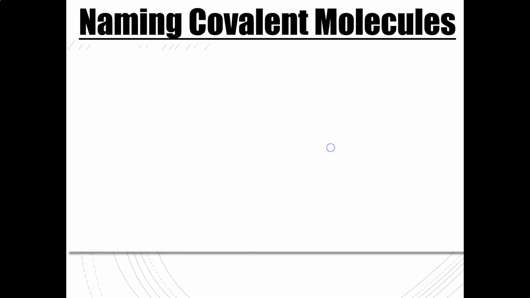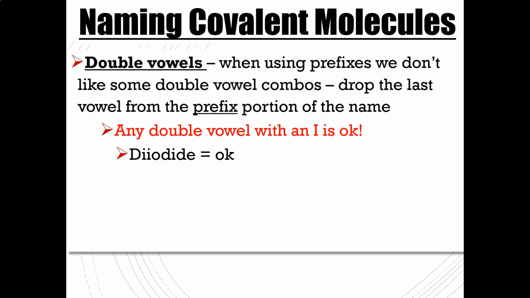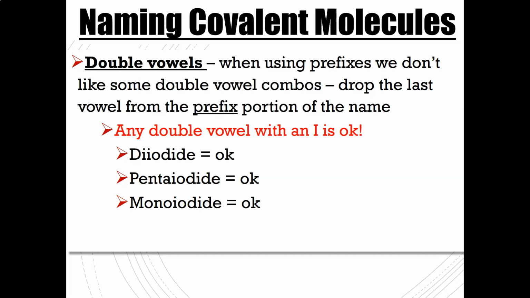Another thing to look out for are double vowels. Double vowels are sometimes okay and sometimes not okay. So any double vowel with I present is okay to leave. So diiodide, totally fine. Pentaiodide, totally fine. Monoiodide, totally fine.